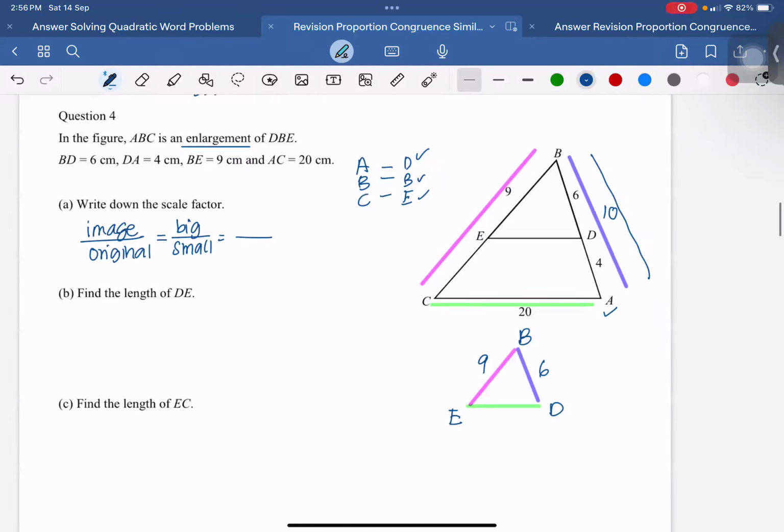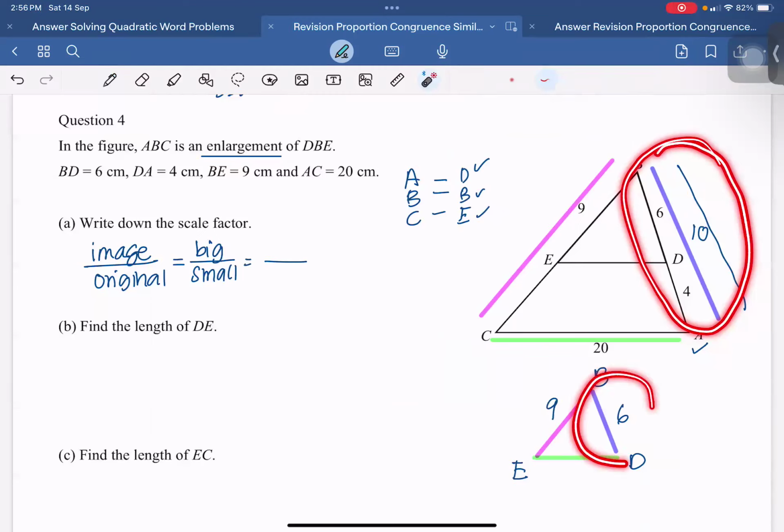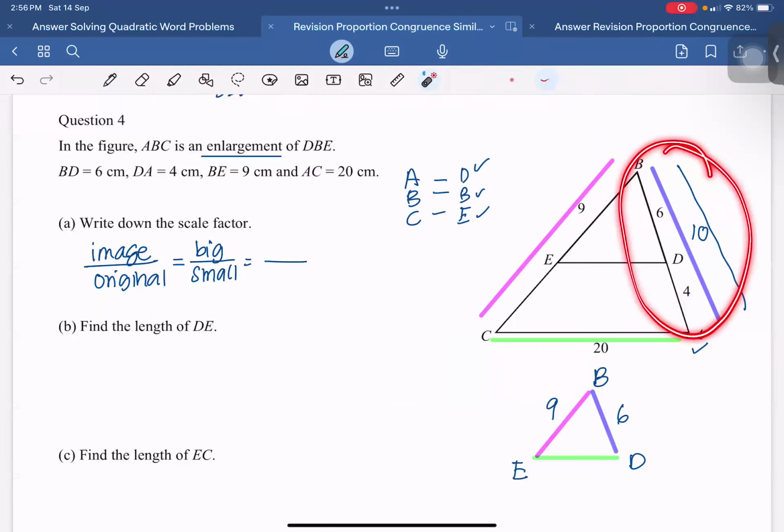All right. Then this one. So the big over the small, the big one, I'll take the side with measurements. What will be the ratio? 10/6.